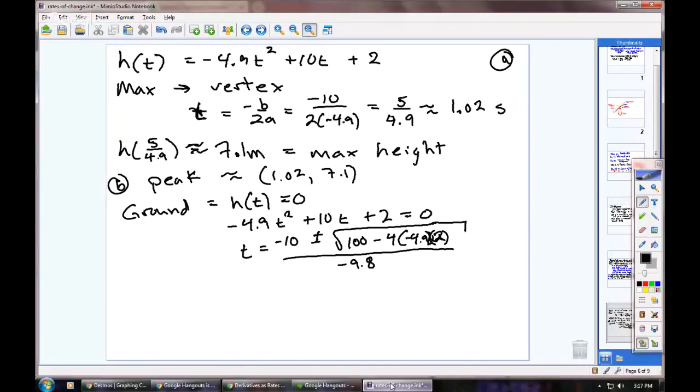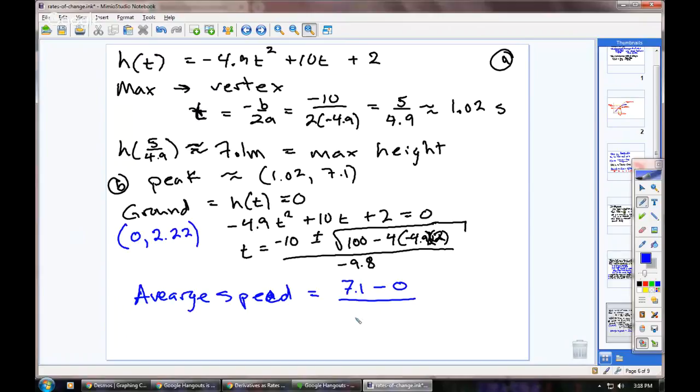So that's the peak. My point at the ground now is (2.22, 0) if I go to 2 decimal places. And this was 7.10 to 2 decimal places. You could use more if you like. So then that means the average speed is just the distance, change in distance over change in time. So my distance, I started off at 7.1 meters up, and I went down to 0.